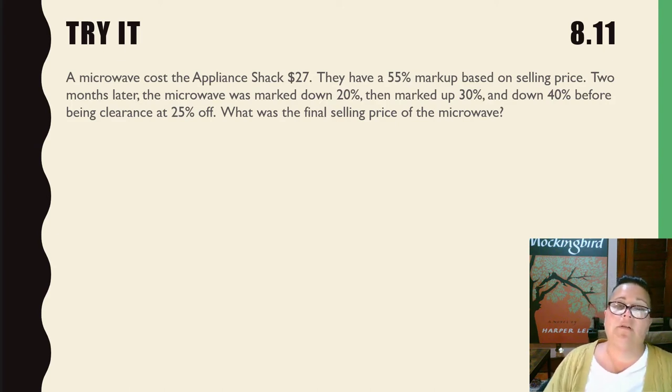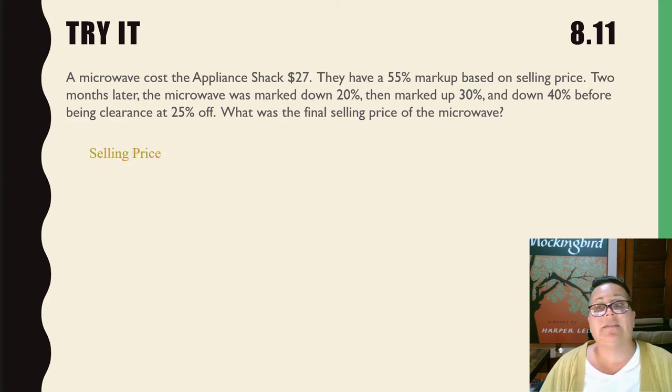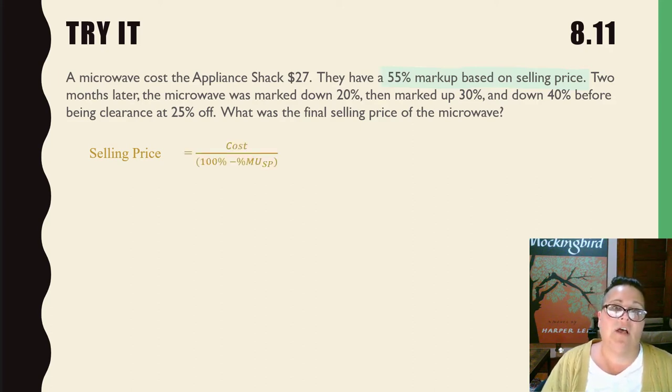All right, the important piece to note here is that they tell us it's a 55% markup based on selling price. Because they have a cost or markup based on selling price, we know that the selling price of the item is the cost divided by the complement of that selling price. Now, I'm using the formula here. You could just as easily draw a quick diagram and use the chart if you would rather.